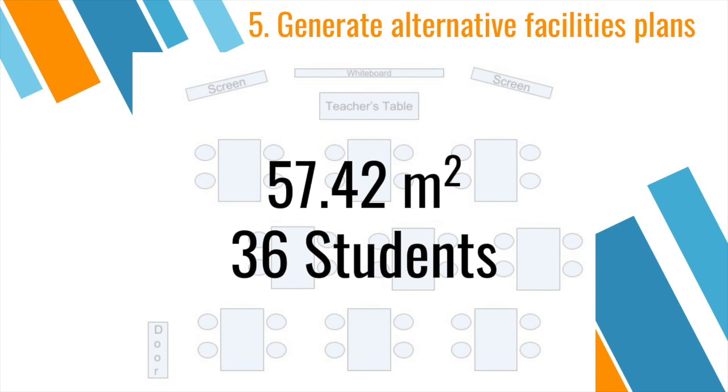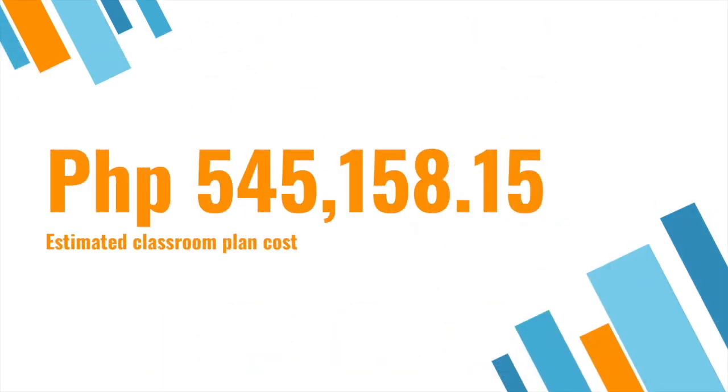From research and canvassing of materials, we found out that this classroom layout would yield a cost of about 545,000 pesos, which would include the furniture, the 2 large TV screens in the front, and the whiteboard in the middle.